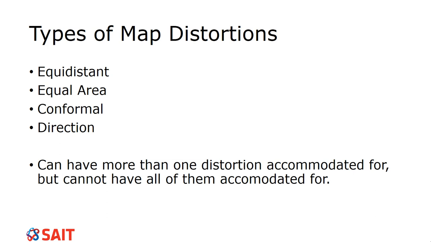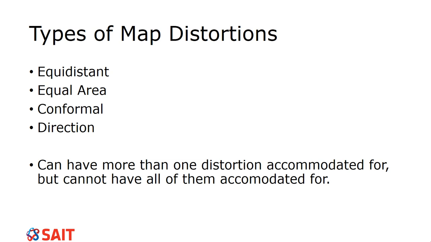You can fix one or more of these, but you cannot fix all of them or accommodate for all of them. So you're always going to have at least one error on your map. It's impossible to do all four. So that's just a really important thing with map distortions.